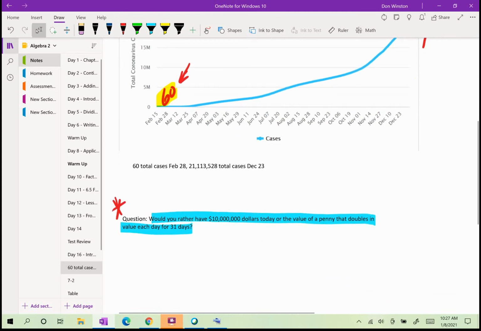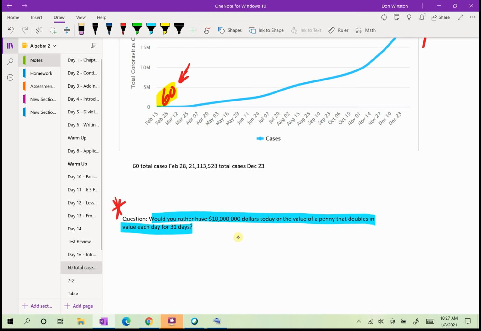Now, let me ask you this: would you rather have $10 million today, or the value of a penny that doubles in value each day for 31 days? So on the first day you have a penny, the next day it's worth 2 pennies, the next day 4 pennies, and the next day 8, and so on and so forth. What would you rather have? $10 million today, or the value of a penny that doubles in value each day for 31 days? We'll answer that question. We'll come back to that.